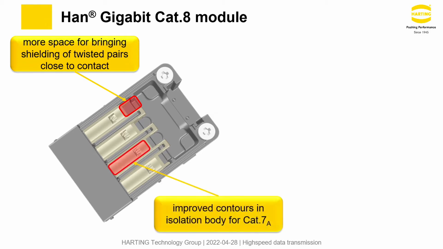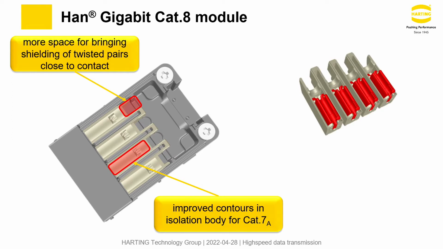As I said, we also improved the contours, because even slight modifications can have a great impact on reaching Cat 7 and Cat 8. So as I said, we simulated those modifications, and at the end, we made the corresponding modifications to reach these categories.